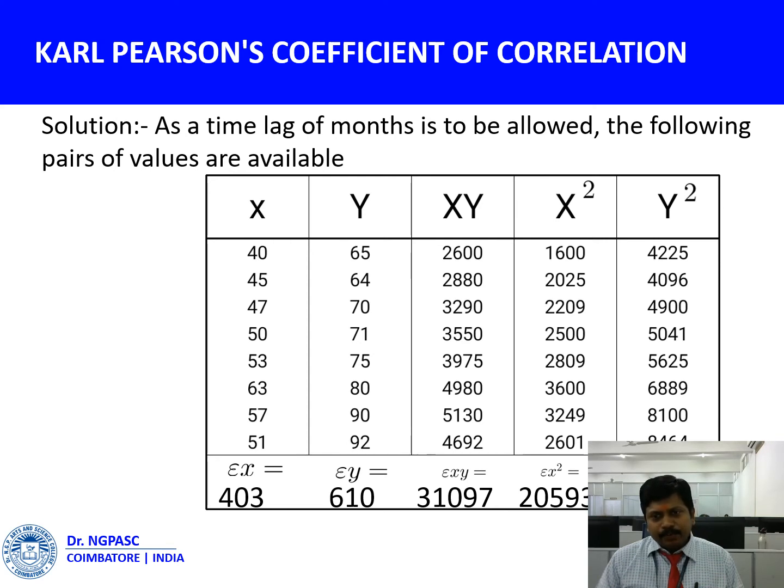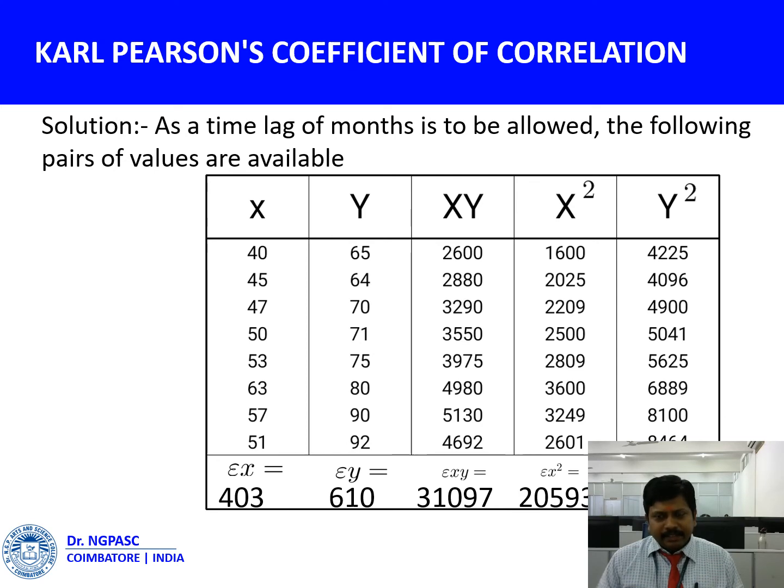We have to write the given values as the first and second columns, x and y values. After that we have to find the third column as xy, the fourth column as x square, and the fifth column as y square. After finding all these totals, we have to find the summation of all the set of 5 values: x, y, xy, x square and y square.